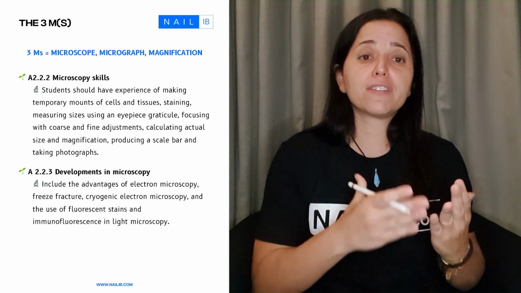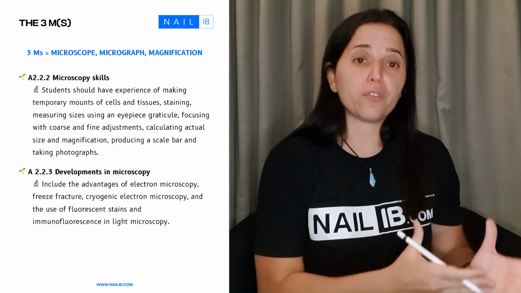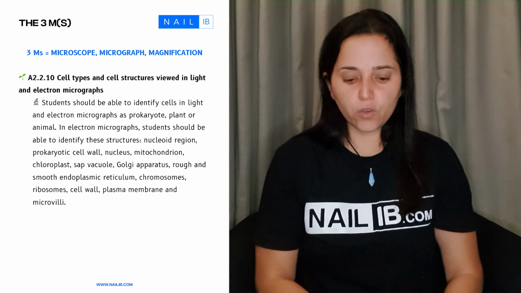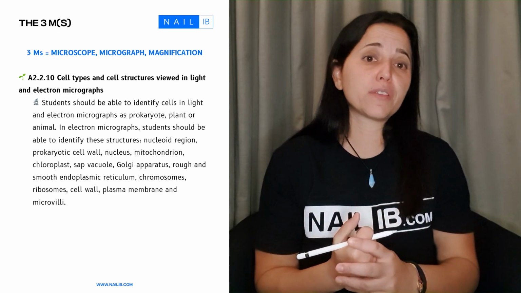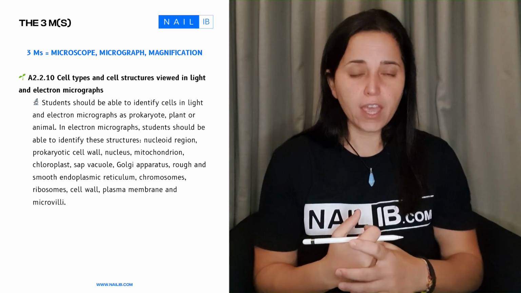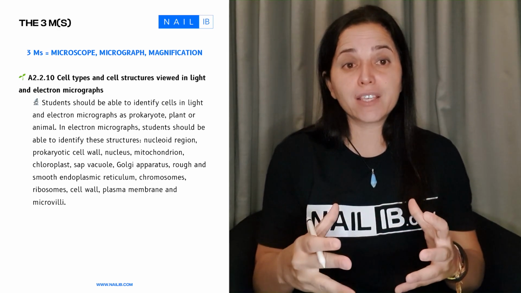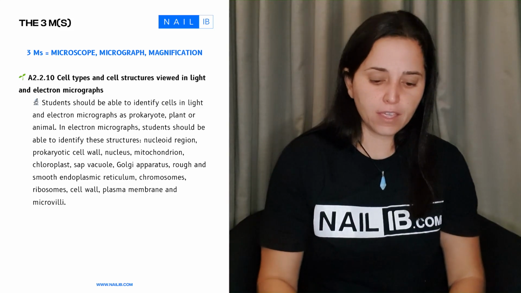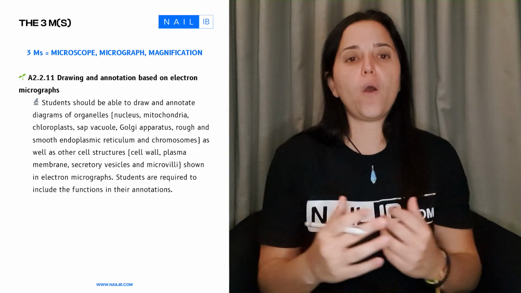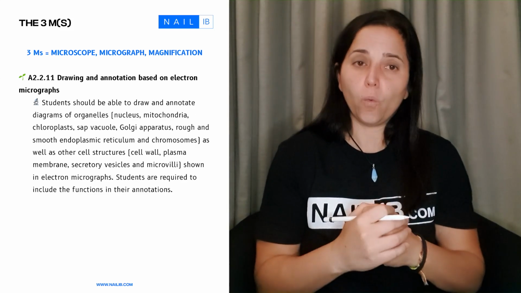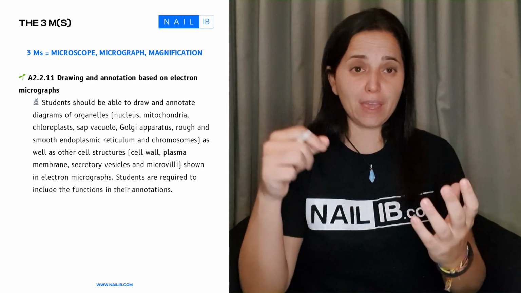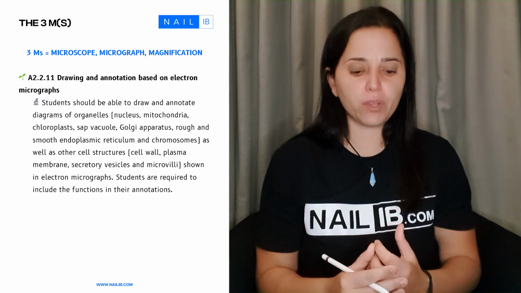You're also going to look at different types of microscopes that have been developed throughout the years. You're also going to look at different types of cells and their structures, and be able to recognize them in micrographs. And eventually you're going to have to know how to draw and annotate whenever you're looking at those pictures, and be able to point them out and label them.